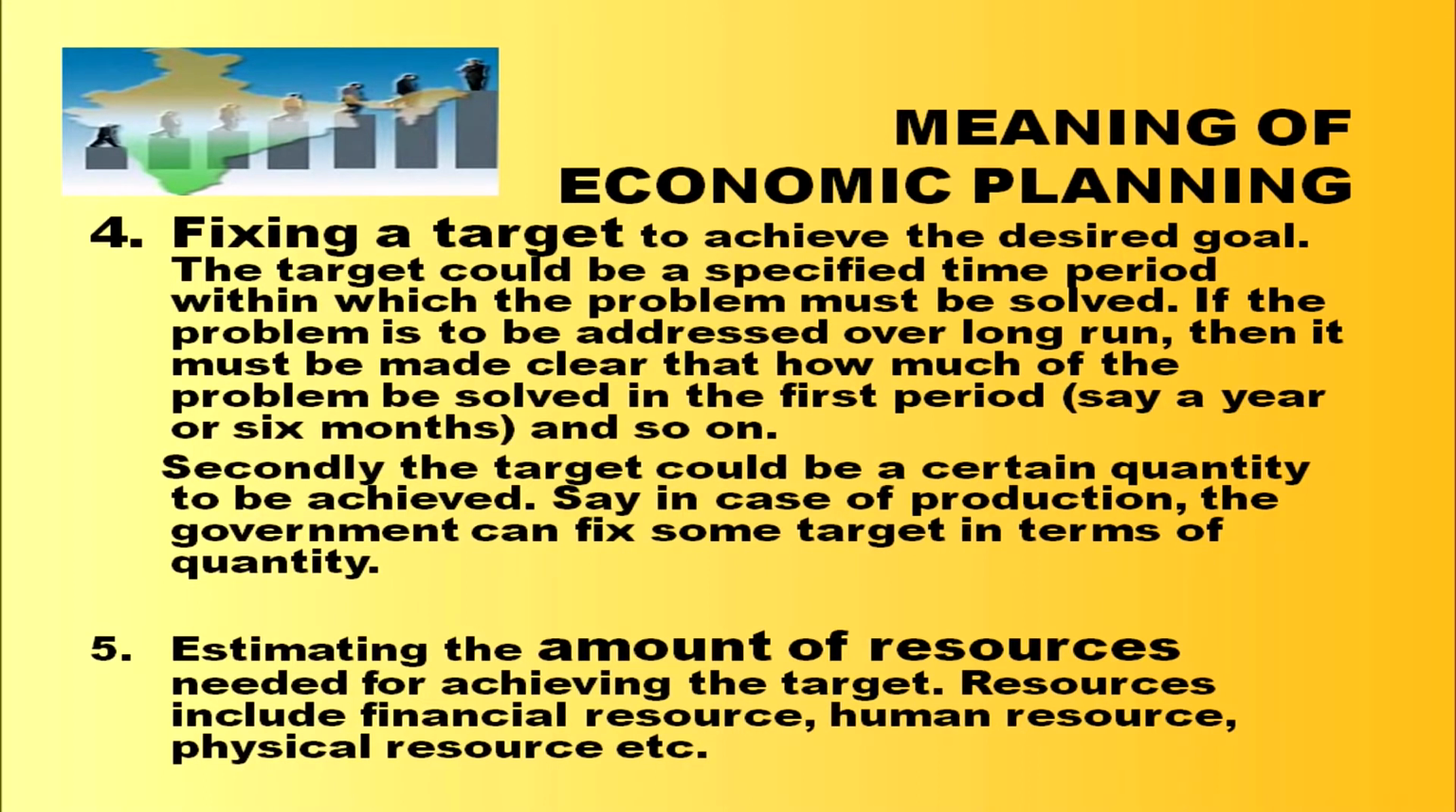Secondly, the target should be a certain quantity to be achieved. Say, in case of production, the government can fix some target in terms of quantity. The fifth step is to estimate the amount of resources needed for achieving the target. Resources include financial resources, human resources, physical resources, etc.